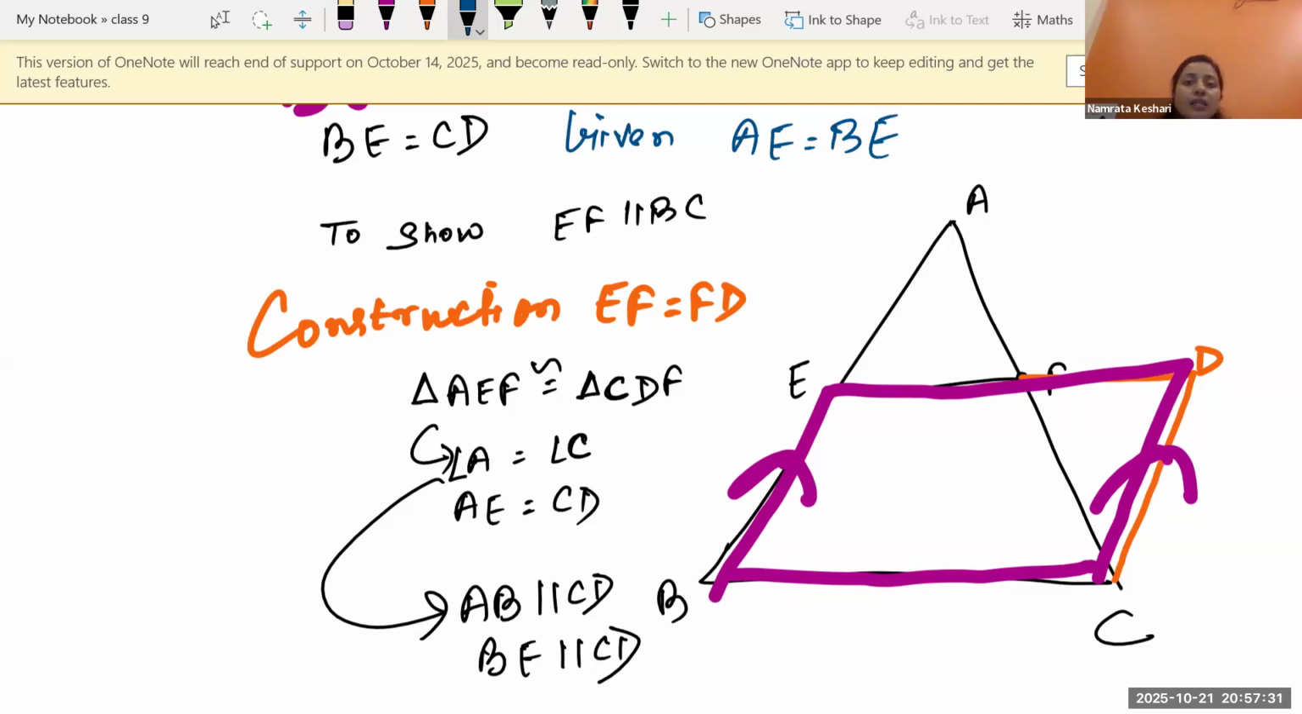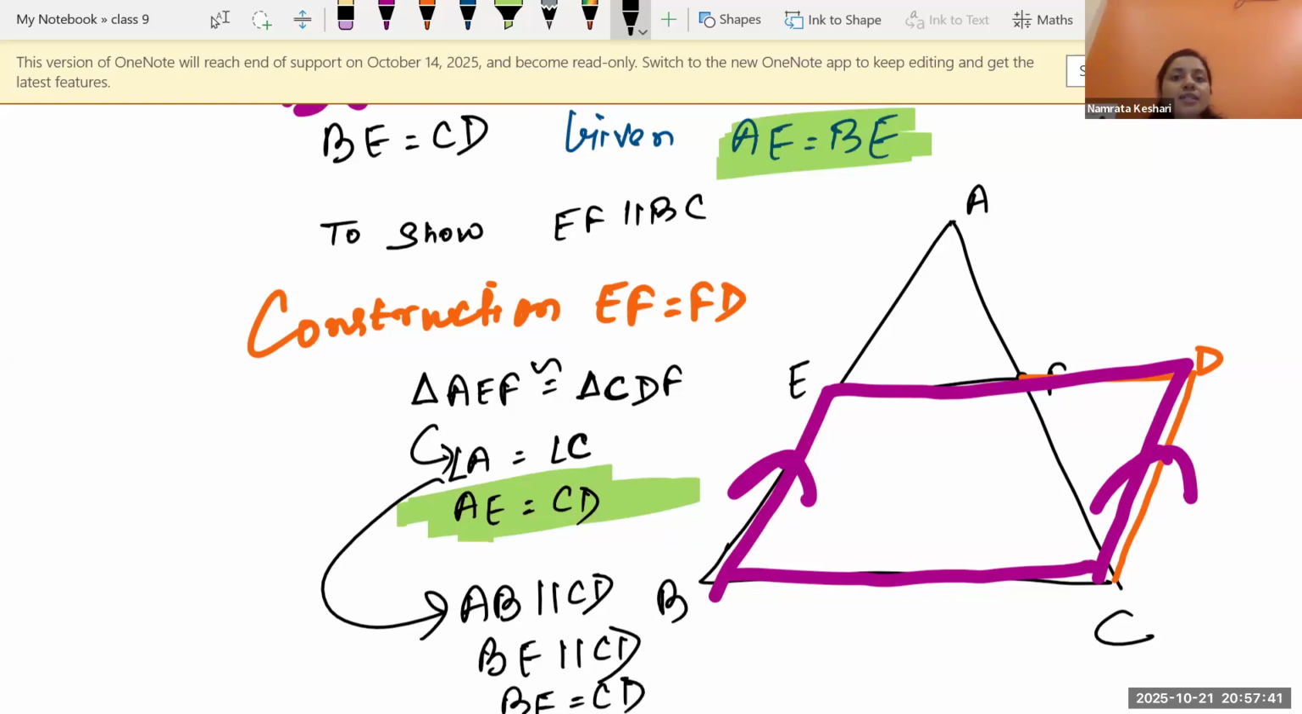AE and BE are equal, and just now by CPCT we have obtained a condition which is helping us say that BE and CD are the same in length. If BE and CD are parallel and BE and CD are equal, that means it has to be a parallelogram. This BCDE is a parallelogram, and hence we are done with the proof. Is it clear?